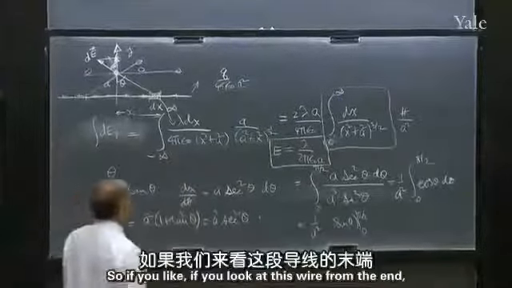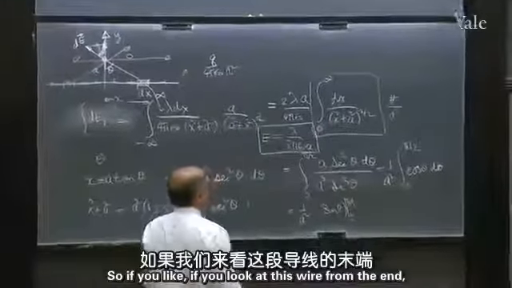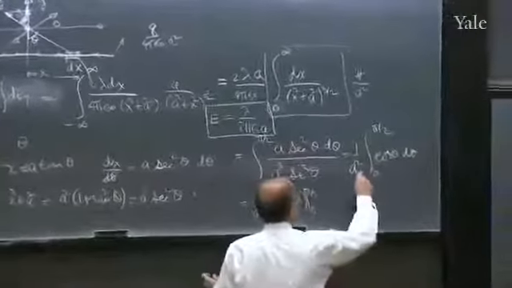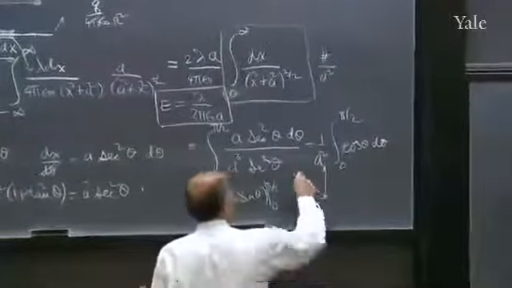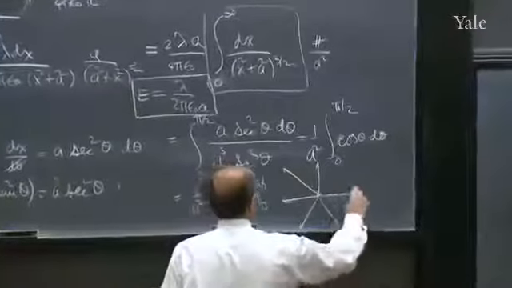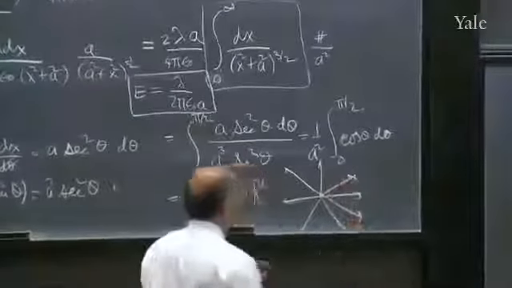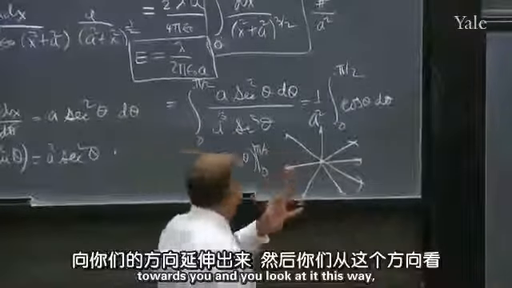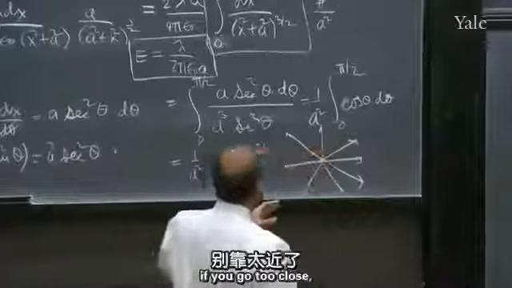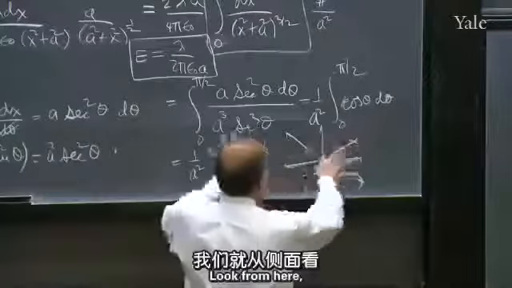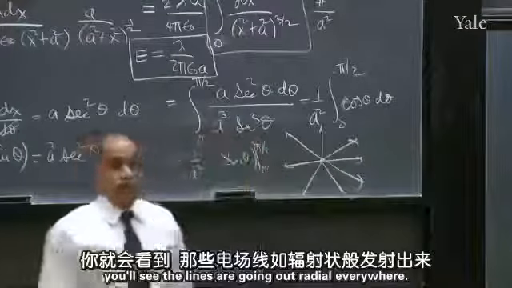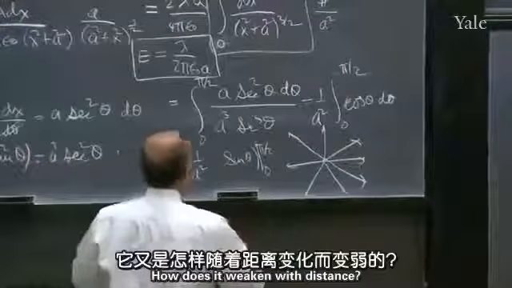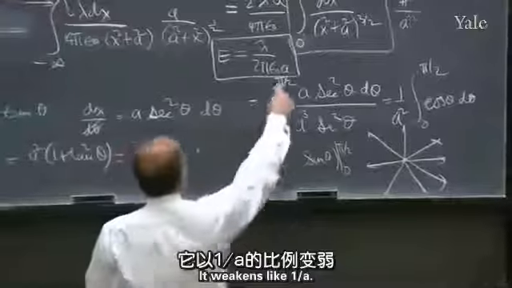So if you like, if I look at this wire from the end, the lines will look like this. If the wire, the infinite wire, is coming out of the blackboard towards you, and you look this way, if you go too close, you'll poke your eyes out. If you look from here, you'll see the lines are going out radially, everywhere. The question is, how does the field weaken with distance? It weakens like 1 over a.